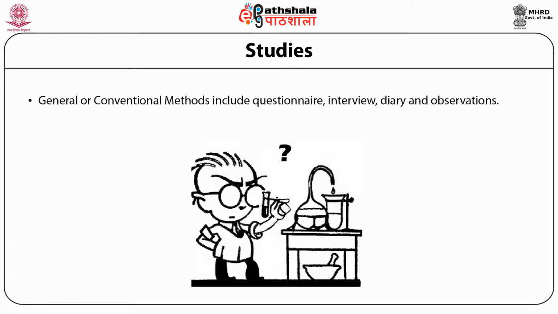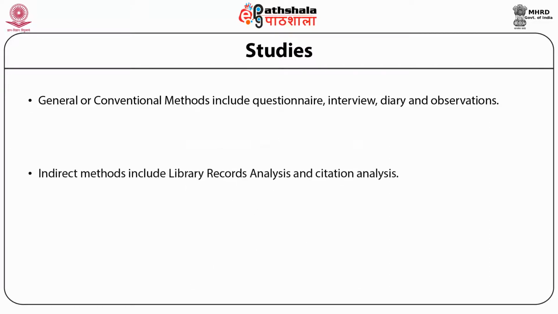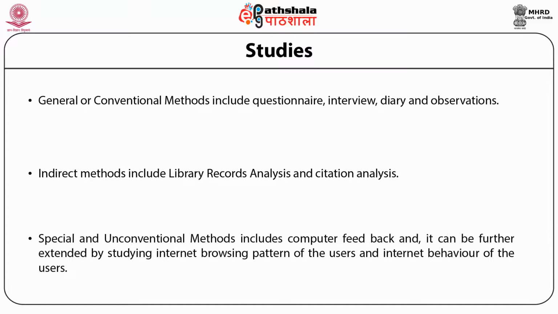Journal or conventional methods include questionnaire, interview, diary, and observation. Indirect methods include library record analysis and citation analysis. Special and unconventional methods include computer feedback, and it can be further extended by studying internet browsing patterns and internet behavior of the users.